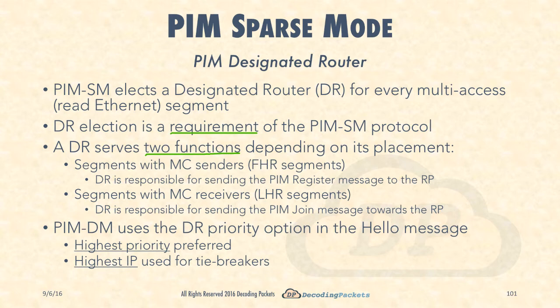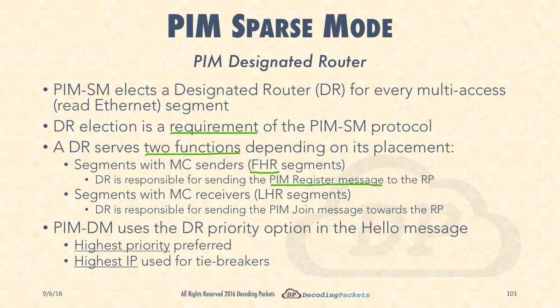So segments that have multicast senders, these are the first hop router segments. The DR, or the designated router, is responsible for sending the PIM register messages. So imagine if there are several routers on that first hop segment. Each and every one of them will receive the multicast source signaling, in quotation marks. Essentially they receive multicast data packets from a certain source.